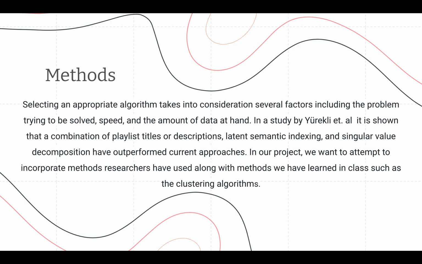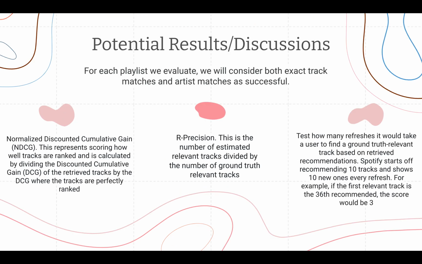Selecting an appropriate algorithm takes into consideration several factors, including the problem trying to be solved, speed, and the amount of data at hand. In a study by Urikli et al., it is shown that a combination of playlist titles or descriptions, latent semantic indexing, and singular value decomposition have outperformed current approaches. In our project, we want to attempt to incorporate methods researchers have used along with methods we have learned in class, such as the clustering algorithms.